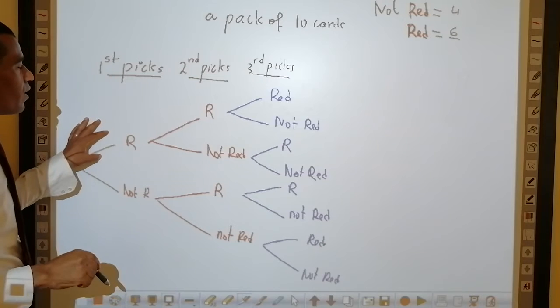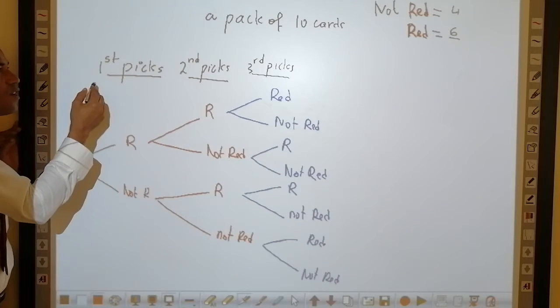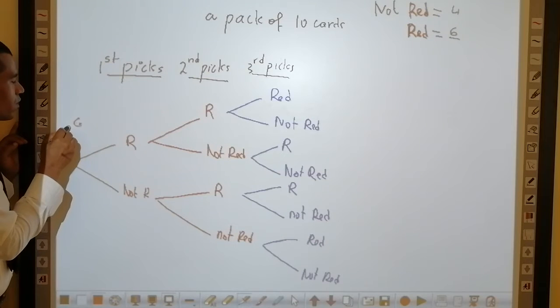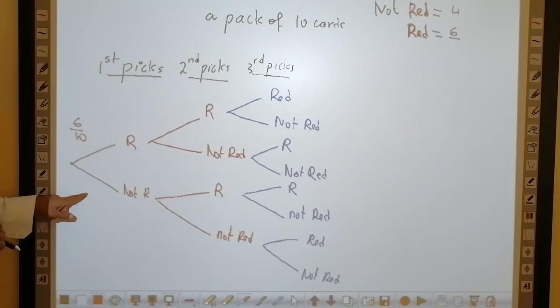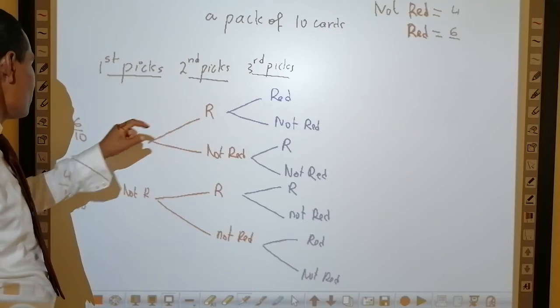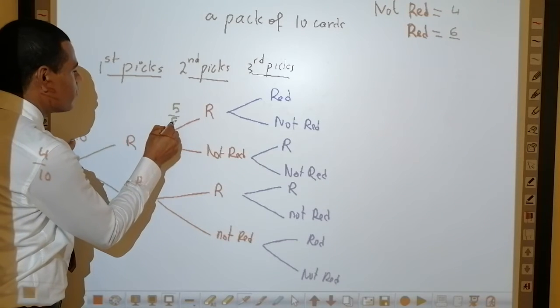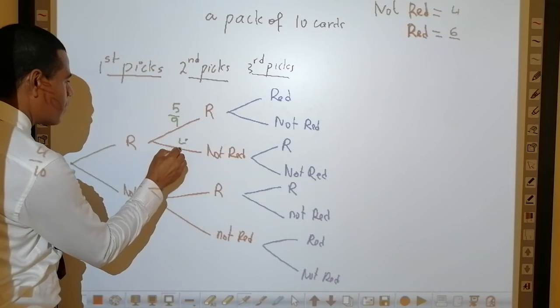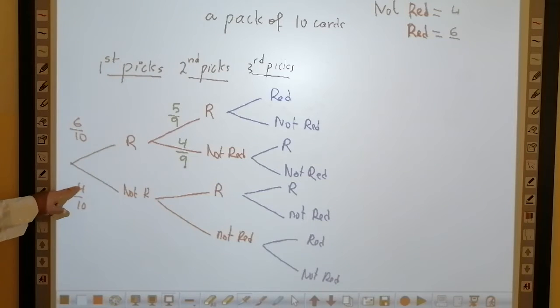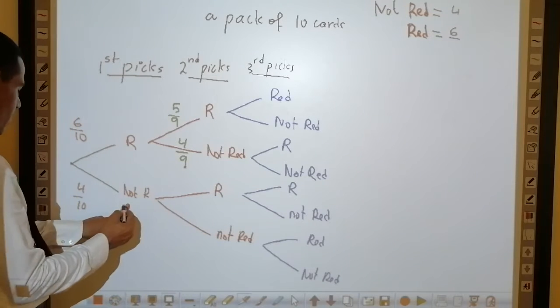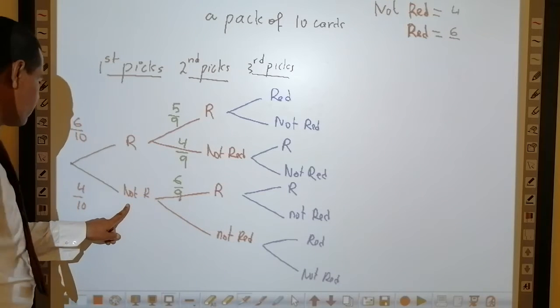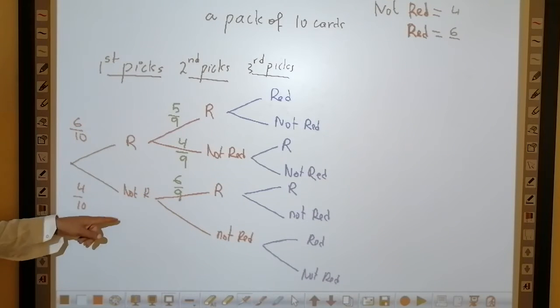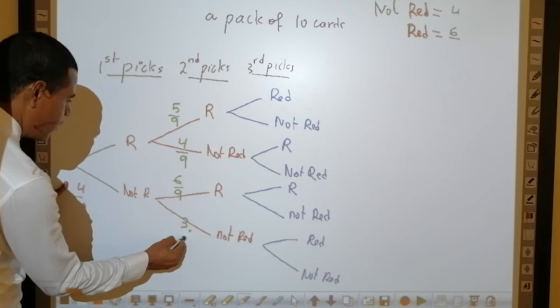The probability of getting a red card from the first pick is 6 over 10. Good. The probability of getting not red is 4 over 10. Good. The next. The probability that the second pick is red is 5 over 9. Then the probability of getting not red is 4 over 9. Okay? Then the probability of getting red here is 6 over 9, because without replacement. Okay? And not red is 3 over 9.